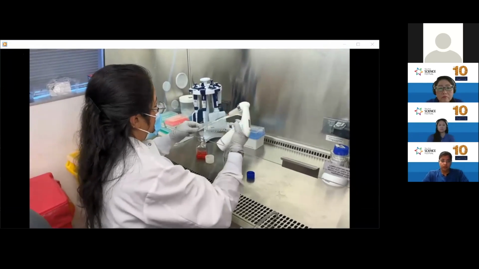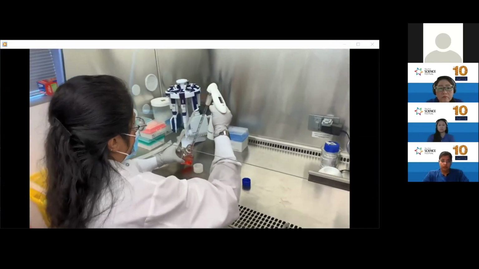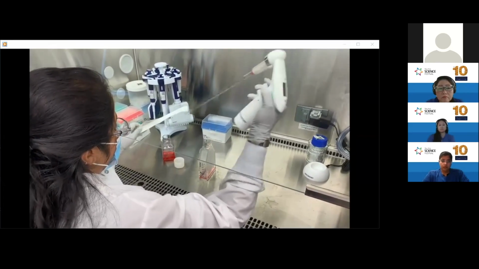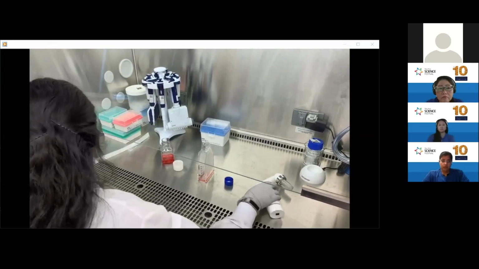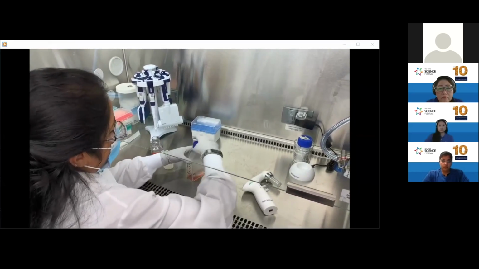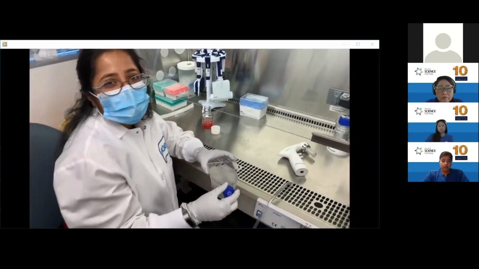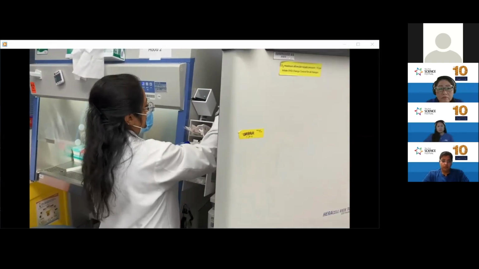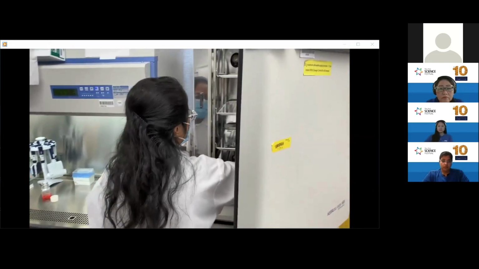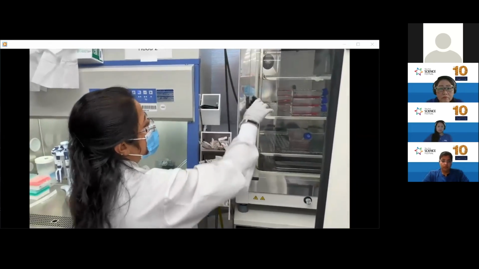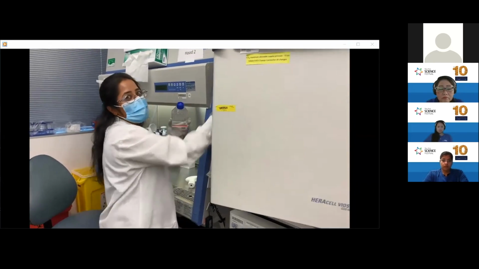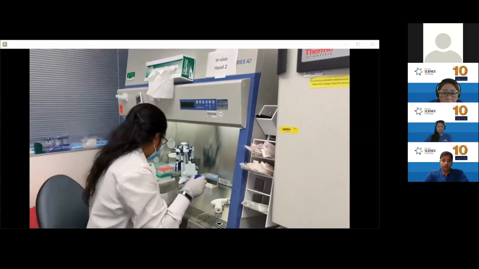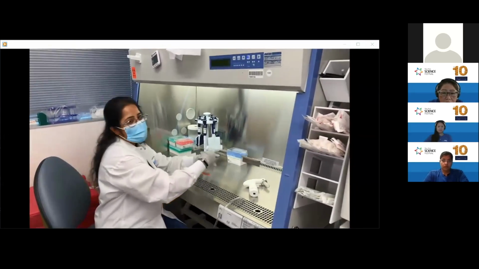We are adding trypsin. And then we'll let the enzyme do its thing in the incubator. So it's been about 2 minutes and we'll take the flask out of the incubator. The cells are now in the solution and we need to neutralize the trypsin with some media.